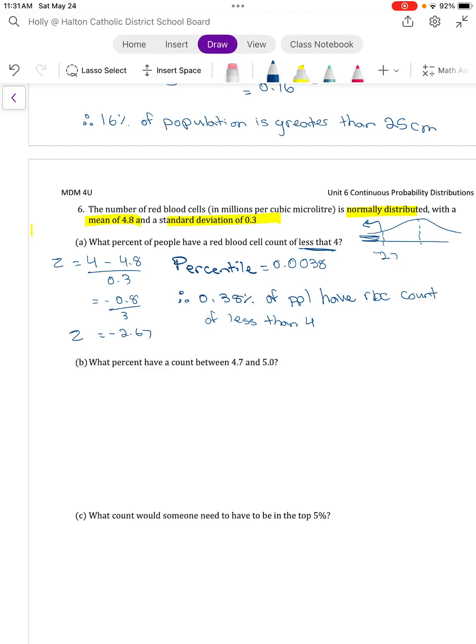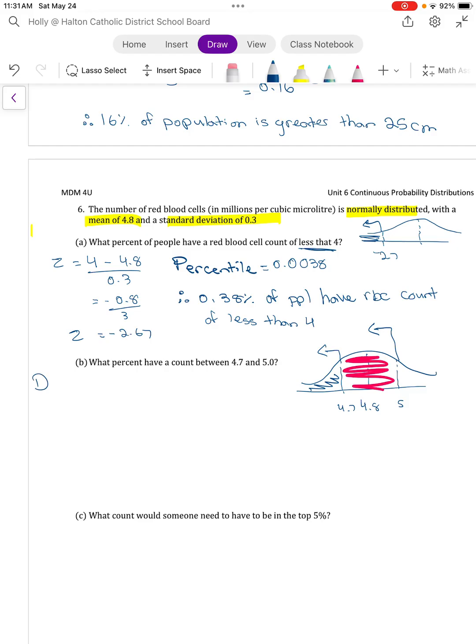Now we're looking at what percent have a count between 4.7 and 5. So basically, I'll do this as a visual. My mean is 4.8. We have 5 and 4.7. Those are not drawn to scale. I'm trying to find how many people are between here. So if I find out this area and this entire area and subtract the 2, it'll give me the area between.